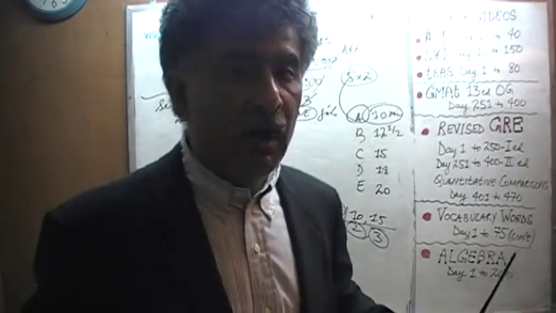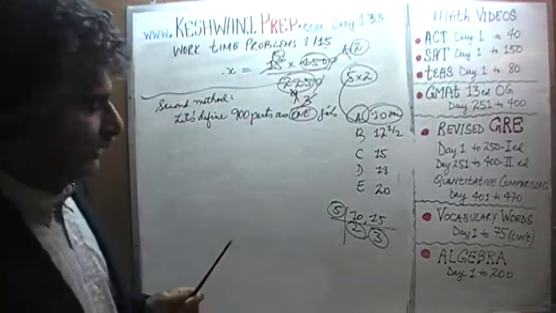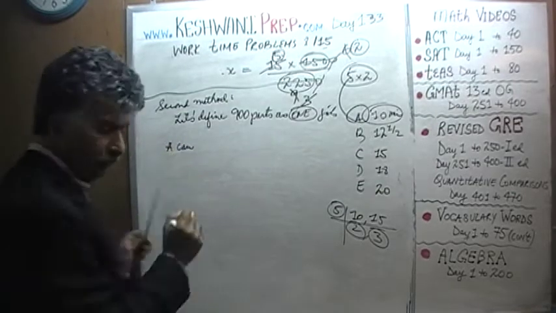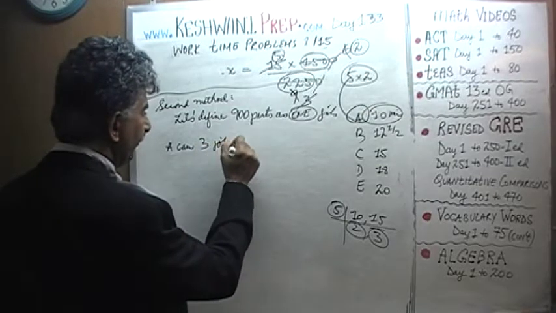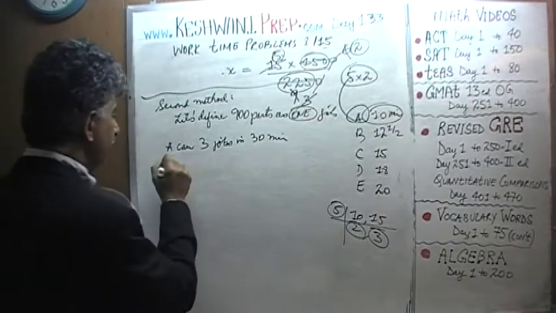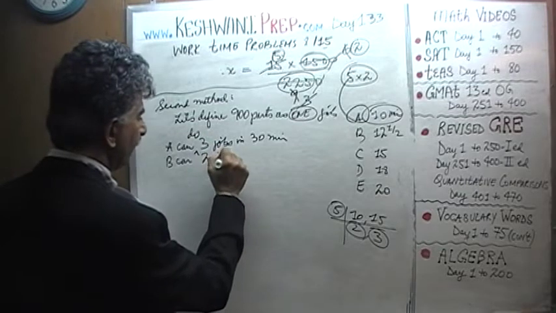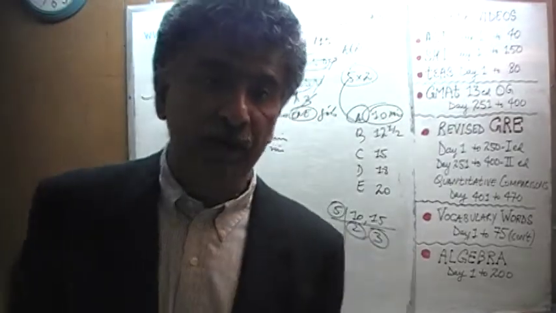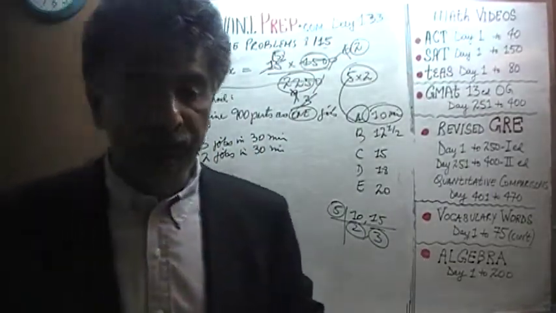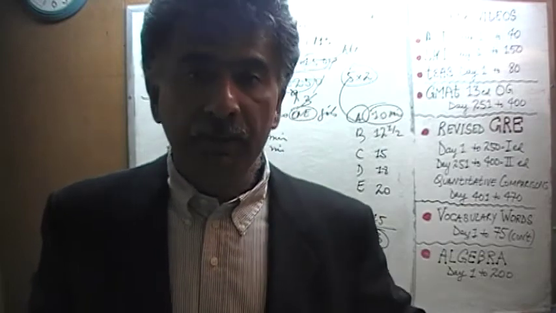What we're going to ask ourselves is, how much work can they do in 30 minutes? Because 30 can be divisible by both 10 and 15. We are told that A only takes 10 minutes to do 900 parts. 900 parts is a job. A can do three jobs in 30 minutes. And B can do two jobs in 30 minutes. Because remember, B takes 15 minutes to assemble 900 parts, and if we are defining 900 parts as a job, and it takes him 15 minutes to do a job, in 30 minutes he can do two jobs.